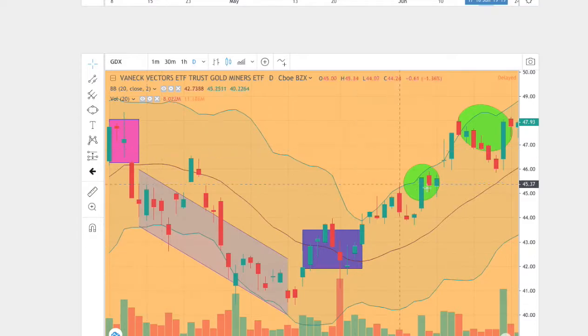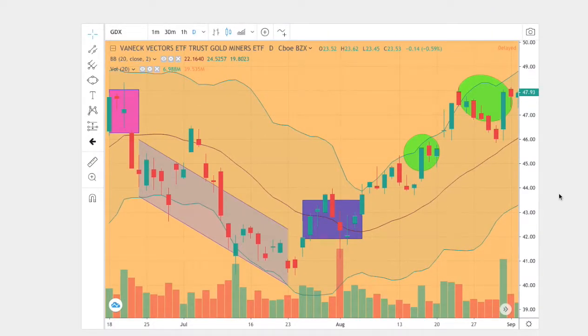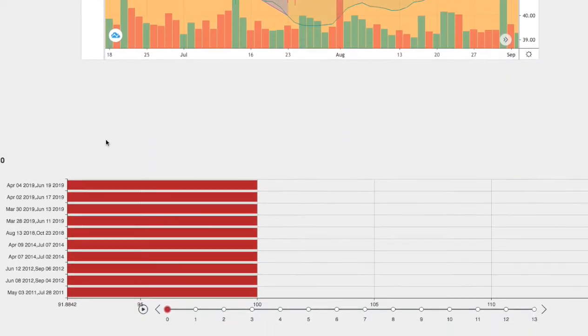So what we have is 1, 2, 3, 4, 5 points, and 1, 2, 3, 4, 5 points. So there's reason to believe if the trends and patterns are the same, the outcome and forecast would also be the same. So let's head to the forecast model.